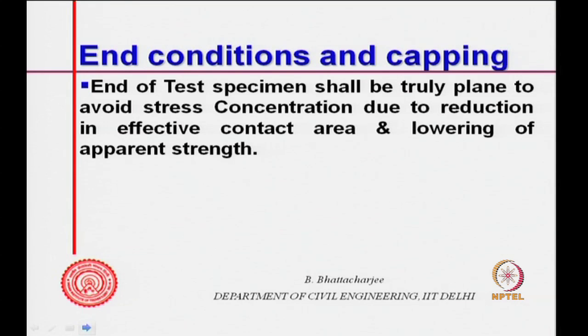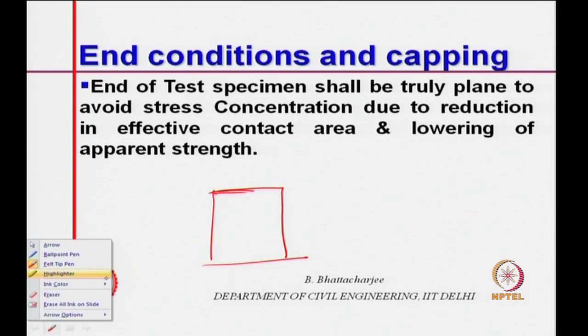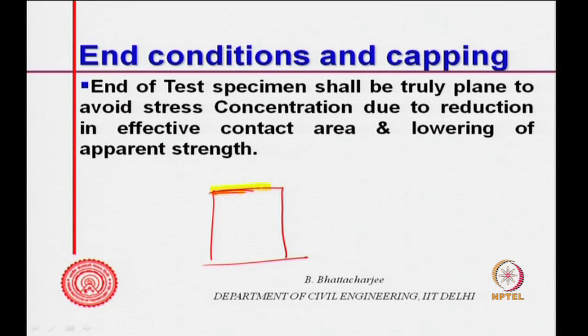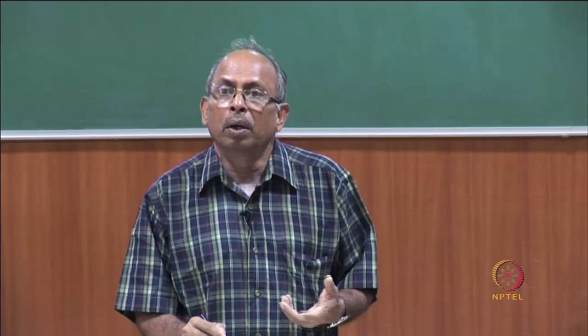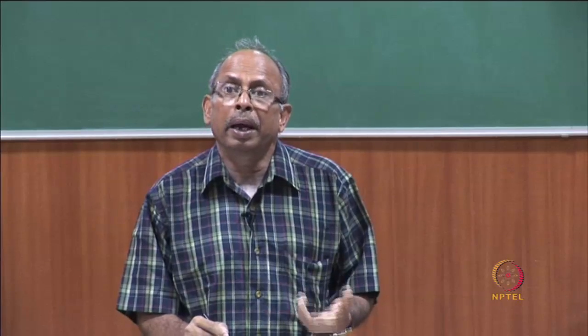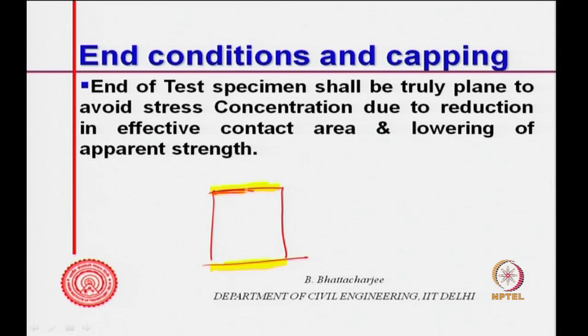Now, end condition in capping. The end of the test specimen shall be truly plane. This is what we talked of. This portion should be truly plane. Otherwise, because of the undulation, the contact area would reduce and there will be stress concentration. So, the effective contact area will reduce and the apparent strength will reduce. Therefore, the first thing is it must be plane.